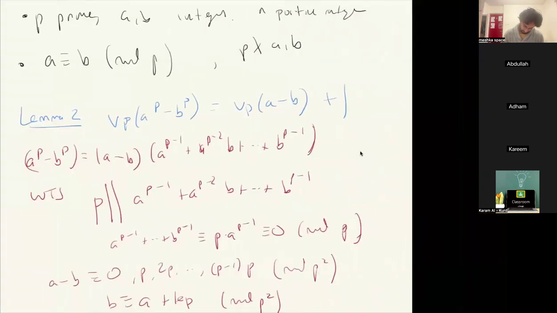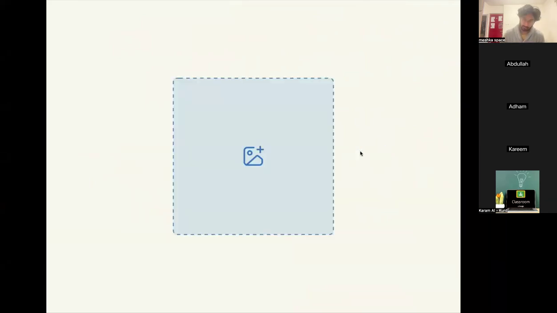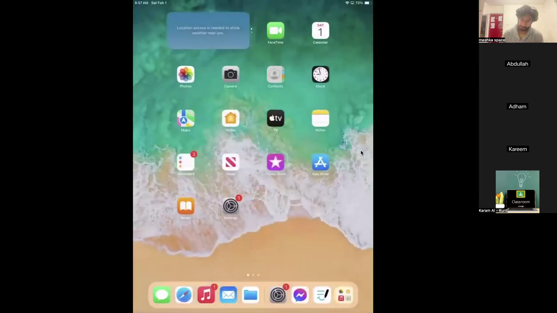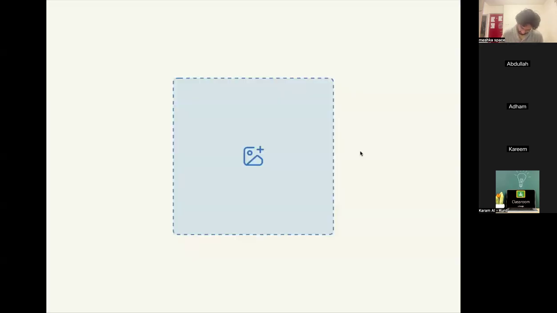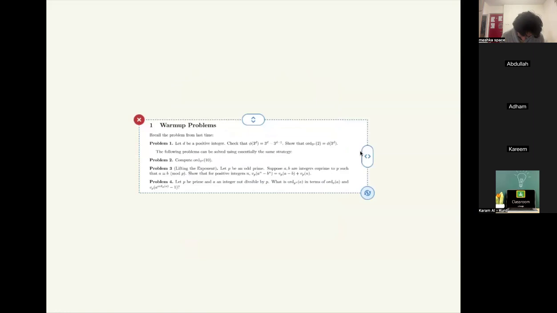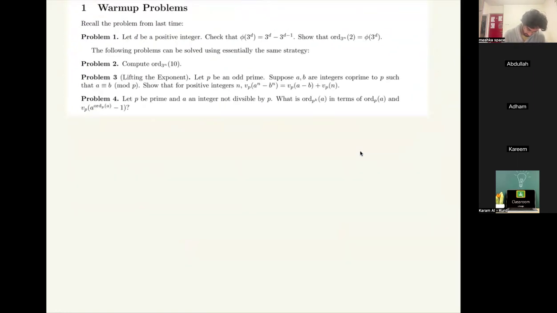Okay, so let me find a page that's empty. Okay, so let's put it here. Oh, that's not that one. Oh, no, sorry, it's not right. Okay, sorry, I kind of lost the page. Okay. Yeah, so this problem 4, right?